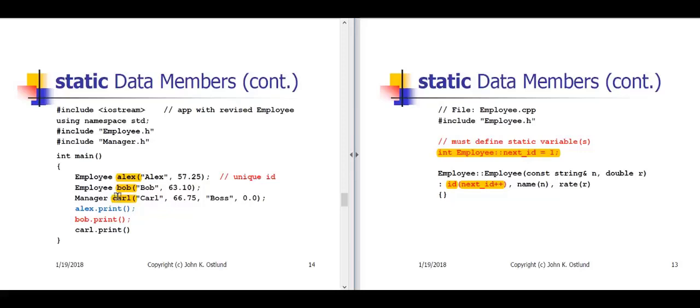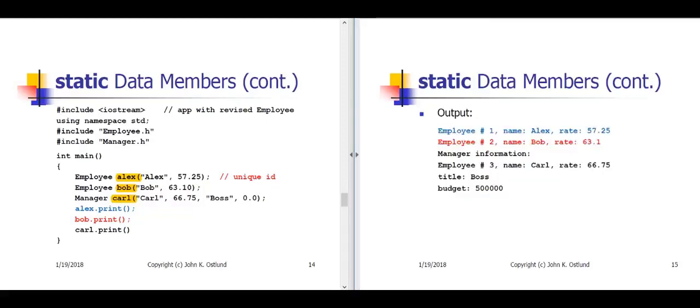Okay, so we now have 2 employee objects, Alex and Bob, and a manager object, which is a kind of employee, Carl, whose ID numbers are 1, 2, and 3, respectively. When we run the program, the output is shown on slide 15. Alex.print will invoke the employee print function, printing out employee number 1, name Alex, rate 57.25. Bob.print also invokes the employee print function, employee number 2, name Bob, rate 63.1.